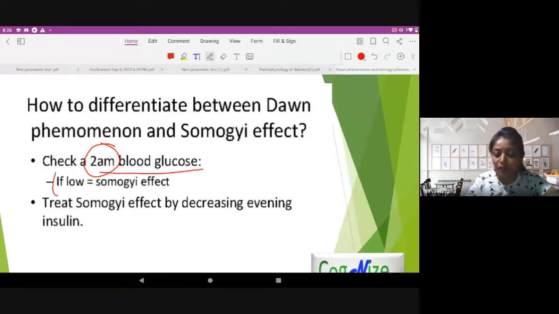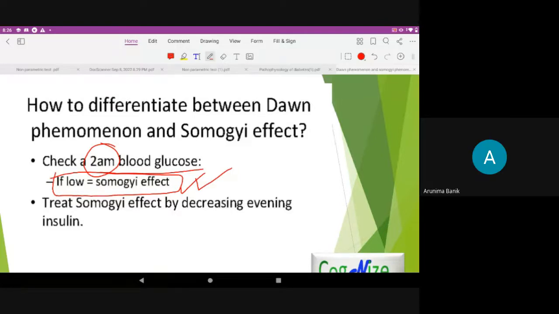So if after 2 a.m. you see that there is a glucose fall, then this is what effect? Somogyi effect. If there is no glucose fall, then that is what effect? Dawn effect.